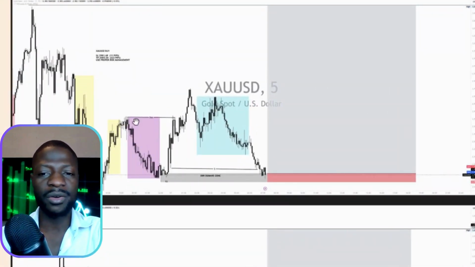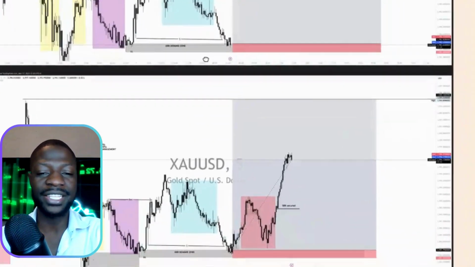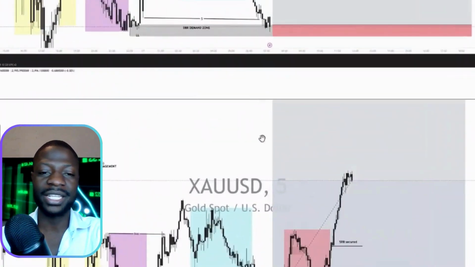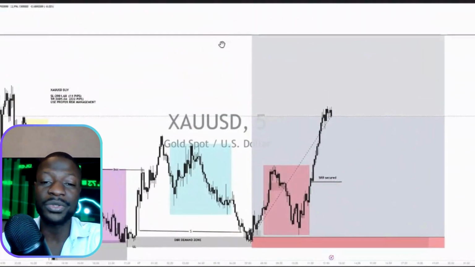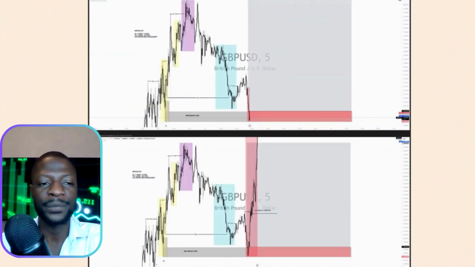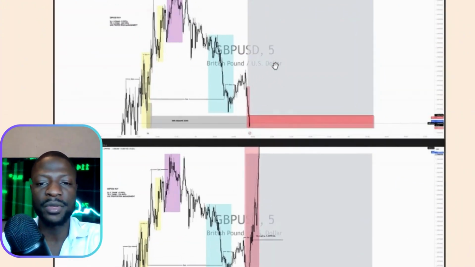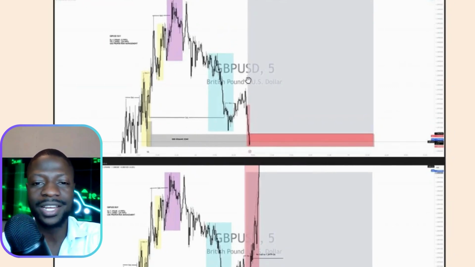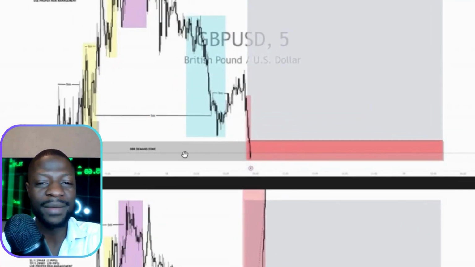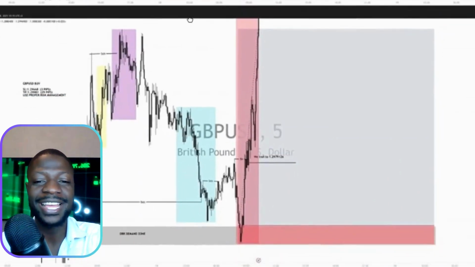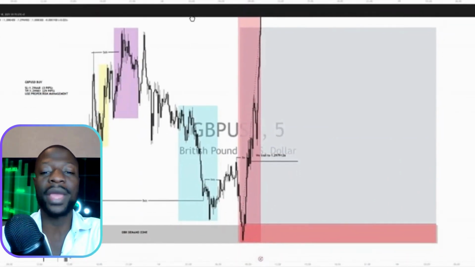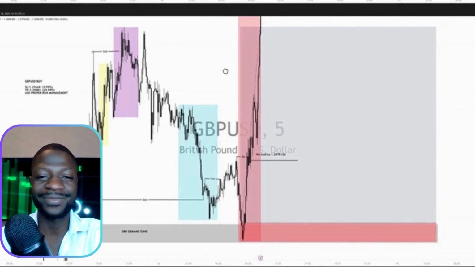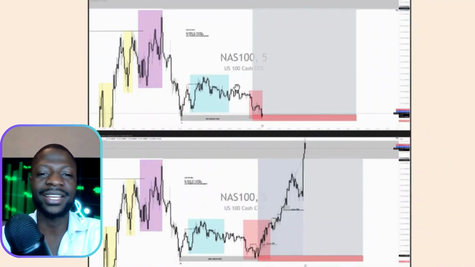Drop base rally on gold, then break of structure, nice liquidity. The market takes out the Asian session, and then just look at that. The market just goes to the upside like that, right? And then we have this beautiful trade on GBP USD, drop base rally, break of structure, Asian session. The market beautifully comes to take out the Asian session, and then it goes all the way to our take profit. Just amazing.